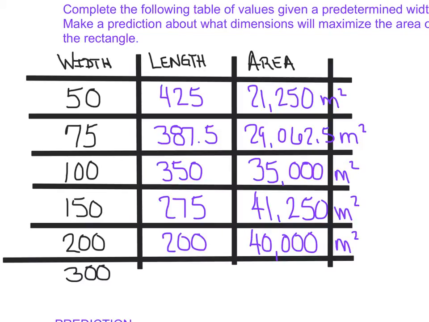Let's do one more just for fun. If all 3 of my widths were 300, that means I've used up 900 meters of fencing. I only have 100 left over, and so that means each of the lengths would be 50.